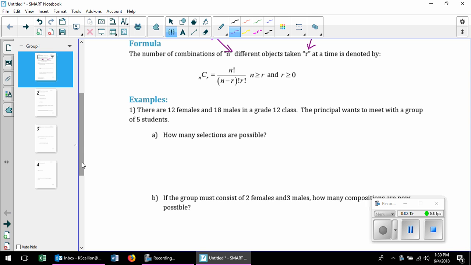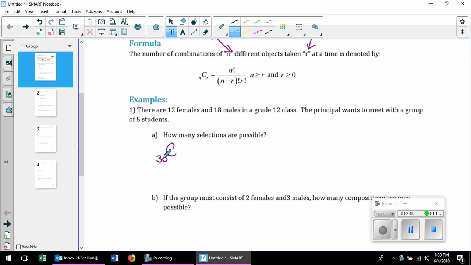So there are 12 females and 18 males in a grade 12 class. The principal wants to meet with a group of 5 students. How many selections are possible? So it's given us no restrictions. It says nothing about the ratio of male to female. It just says you want to meet with students. So how many students do I have? 30. So my N is going to be 30.